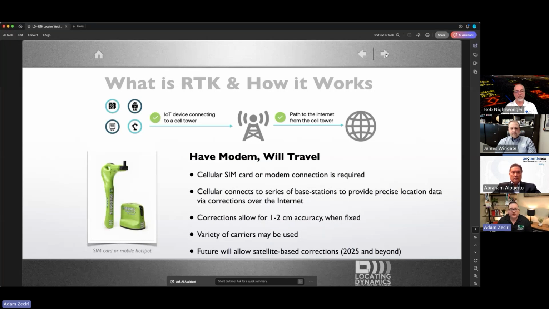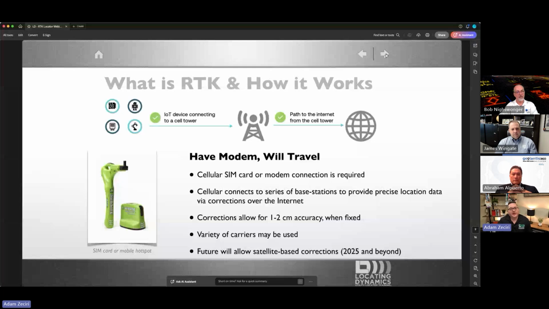You can use a variety of different cell carriers. And the future is going to allow for satellite-based corrections. We're going to start seeing that in 2025 and beyond for our locators. Not everybody wants to juggle a SIM card. Sometimes it's nice to have that mobile hotspot directly to your phone, as Subsite does that. And the new, I think, Vivax does too. And in the future, we're not going to need to have that cellular connection to get to the internet. We're going to be able to ping off of a satellite to get our corrections as well as the coordinate information.